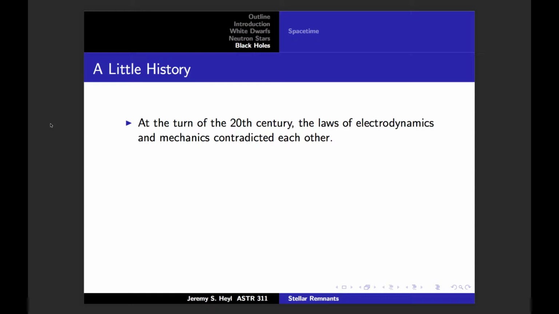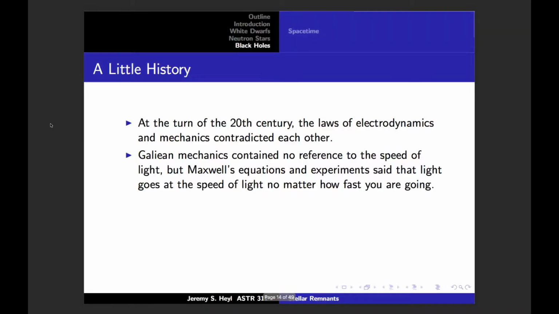But a little more than 100 years ago, we had two things that were contradicting each other. One was this idea of Newton's how things move, and this concept of space-time that I talked about. And the other one was just how light worked, the laws of electrodynamics.